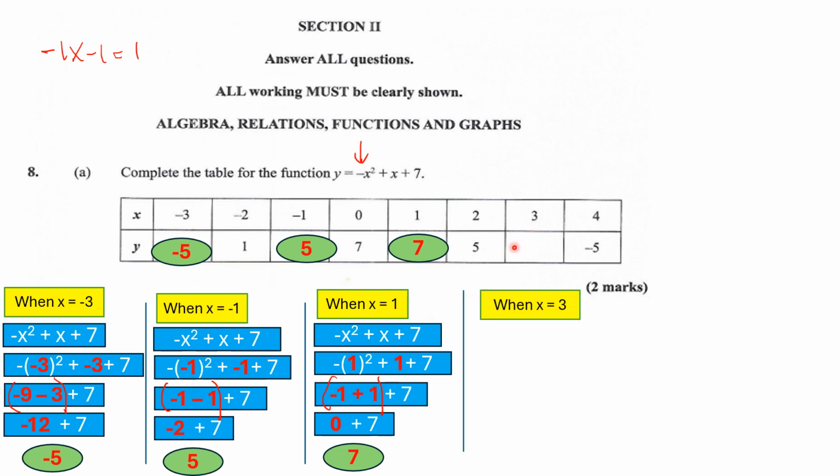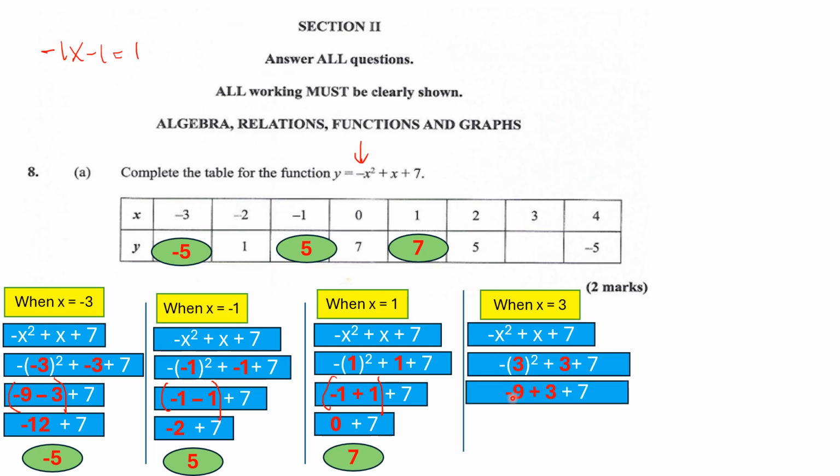When x is 3, wherever we see x, we're going to write 3. This is our function. We're going to replace x with positive 3. And 3 squared is 9. But remember, it's a negative function. So we're going to have negative 9 plus 3 plus 7. Let's put our brackets around here. That's going to give us negative 6 plus 7. And our answer is 1.